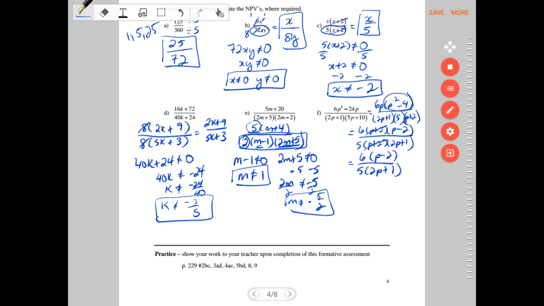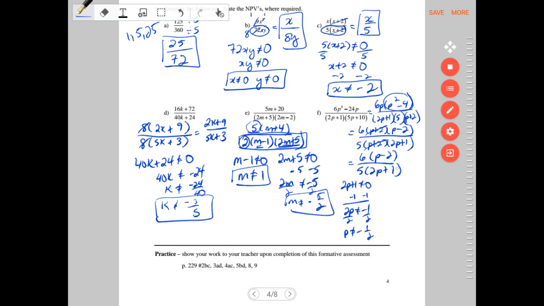Now, I'm going to find my NPVs, but remember, you always find NPVs for anything that was originally in the denominator. So we have 2p plus 1 can't be 0. So I'm going to subtract 1 from both sides. 2p cannot equal negative 1. And then divide by 2. So p cannot equal negative 1/2.